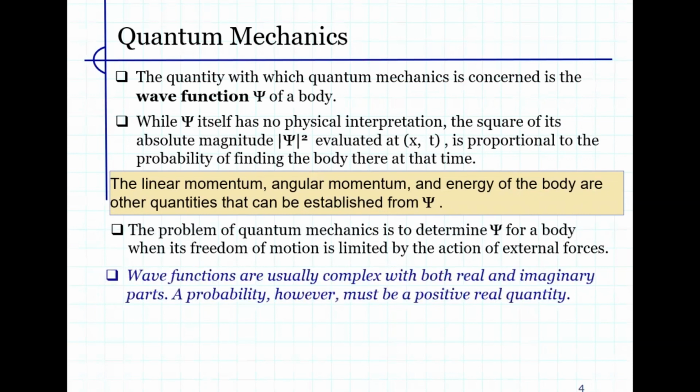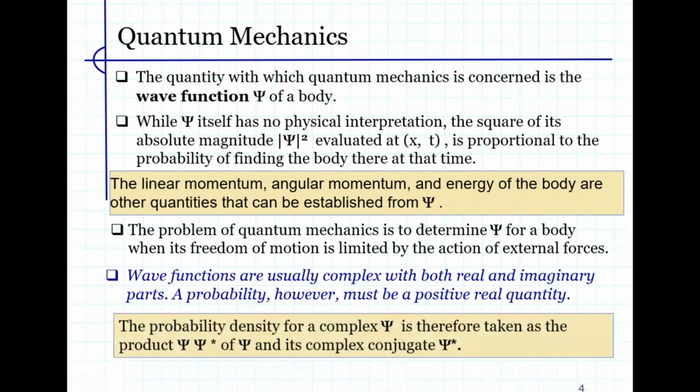Wave functions are usually complex functions, and they have both real and imaginary parts. So probability must be a real positive quantity. So the probability density of this complex wave function psi is therefore taken as the product of the wave function with its complex conjugate. So psi multiplied by psi star, which is the complex conjugate, is the probability density. Density stands for the probability per unit volume.